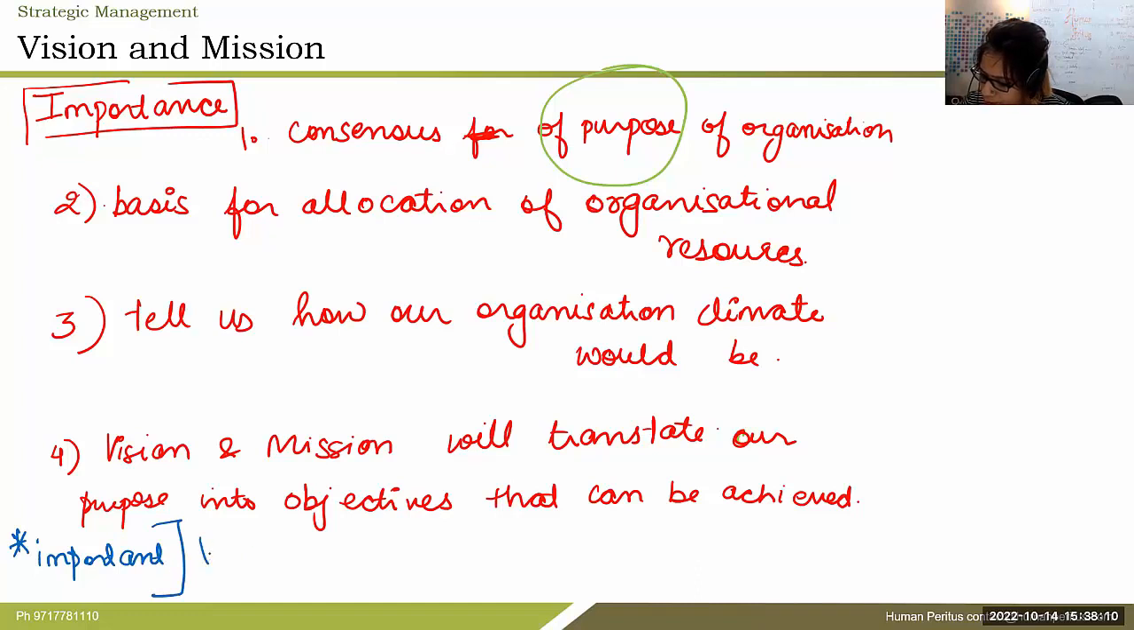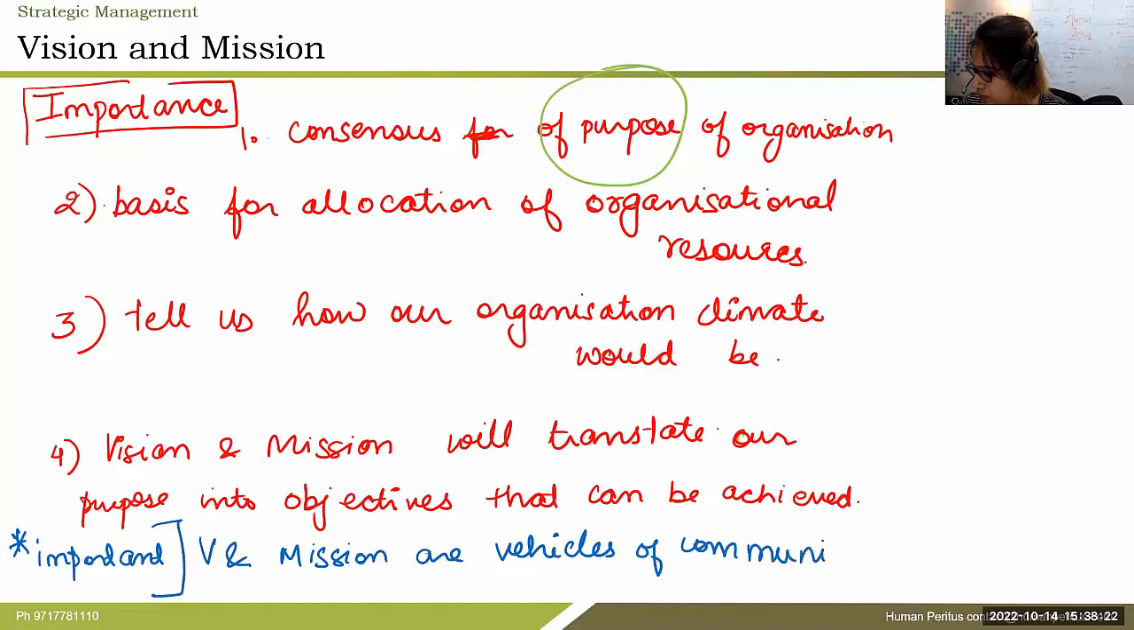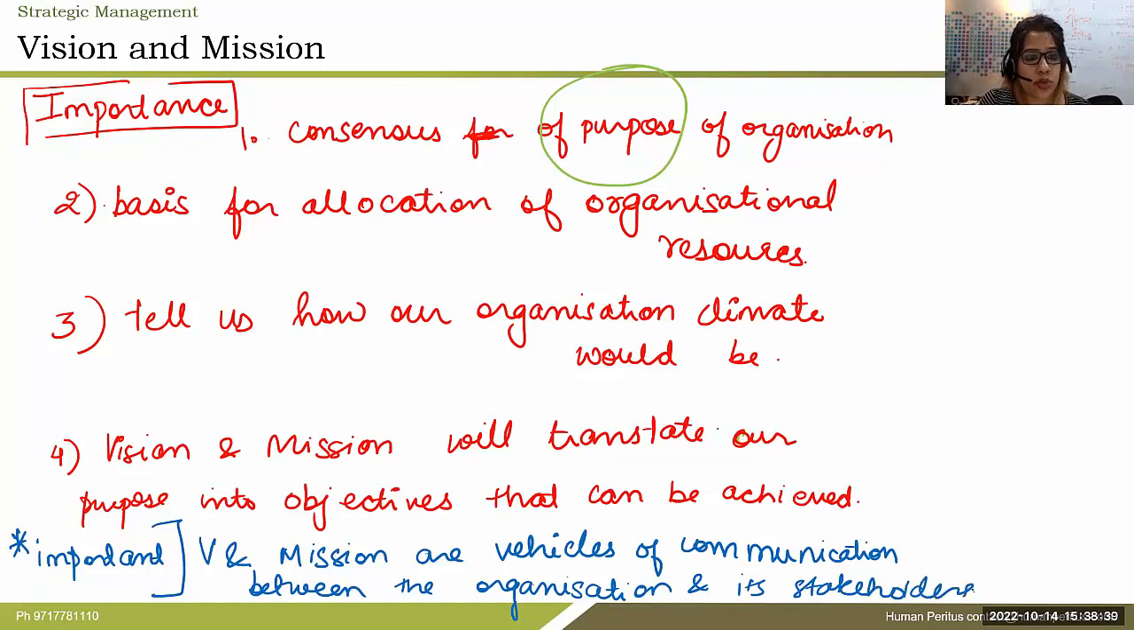Vision and mission are actually vehicles of communication between the organization and its stakeholders. Through your vision and mission, your customers would know what you are going to serve. Your employees would know how they need to work.